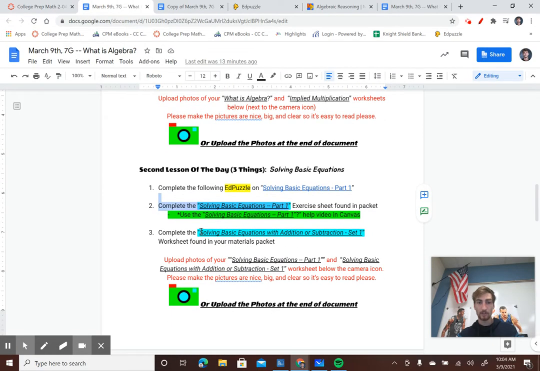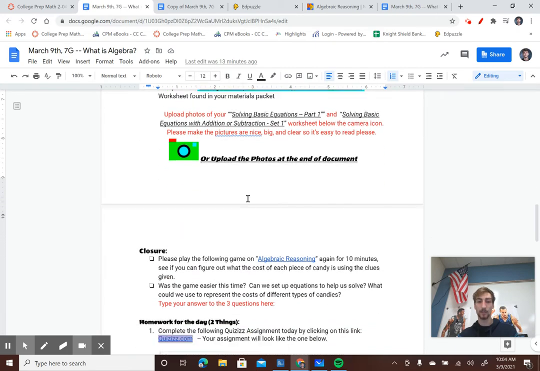And then you're going to complete the worksheet that goes with it called Solving Basic Equations with Addition or Subtraction, Step 1. And this is also found in your materials packet. And again, you're going to upload photos of the exercise sheet and the worksheet that you just completed.